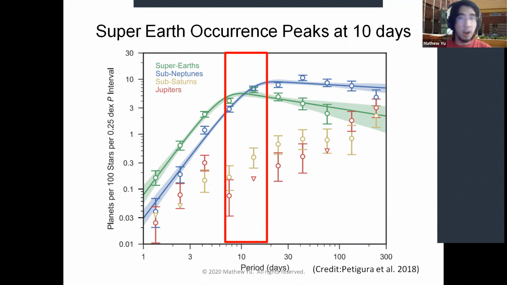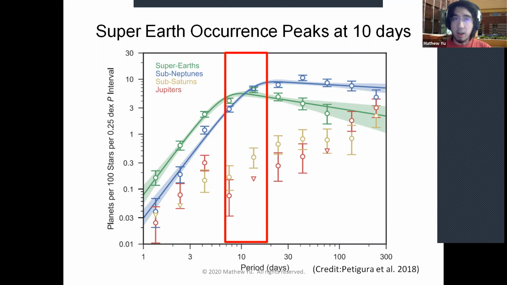However, if we look back into our own solar system, on the 10 days orbit, there's literally nothing. The closest is 88 days of Mercury. So the exoplanet systems seem to be fairly different from our own solar system, and because of that, it is probably worth figuring out exactly how those planets ended up there.